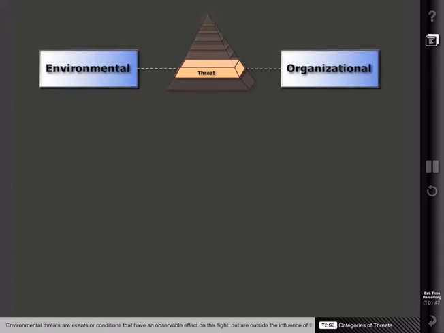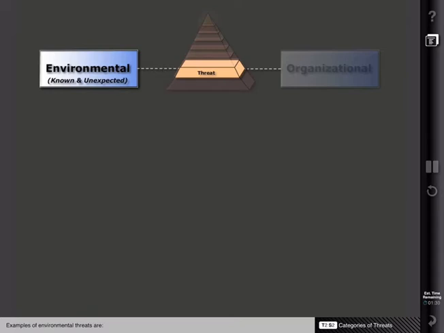Environmental threats are events or conditions that have an observable effect on the flight but are outside the influence of the flight crew. Some environmental threats can be known, such as weather conditions, while others may be unexpected, such as an engine failure or a bird strike.